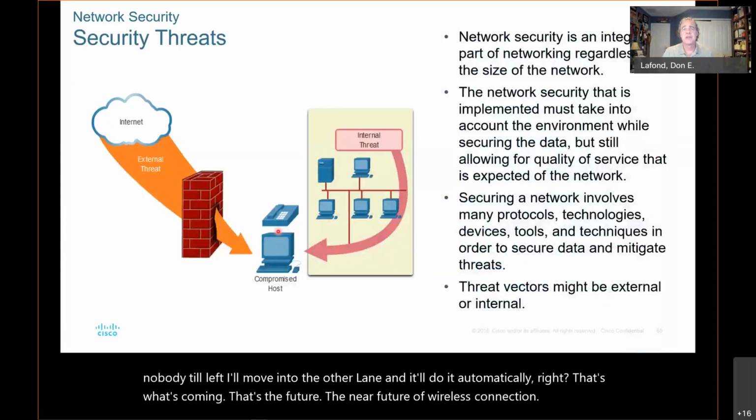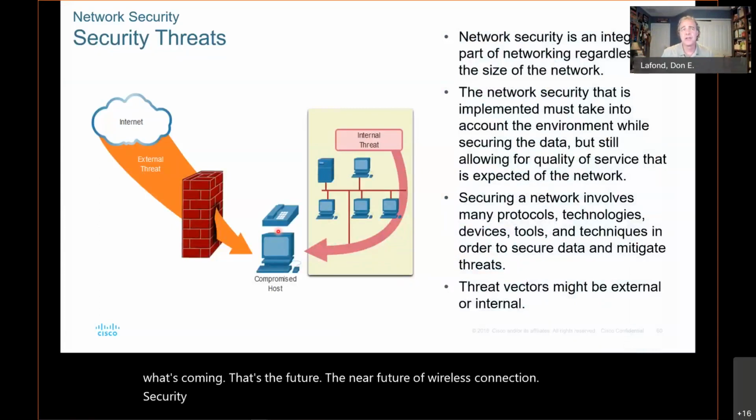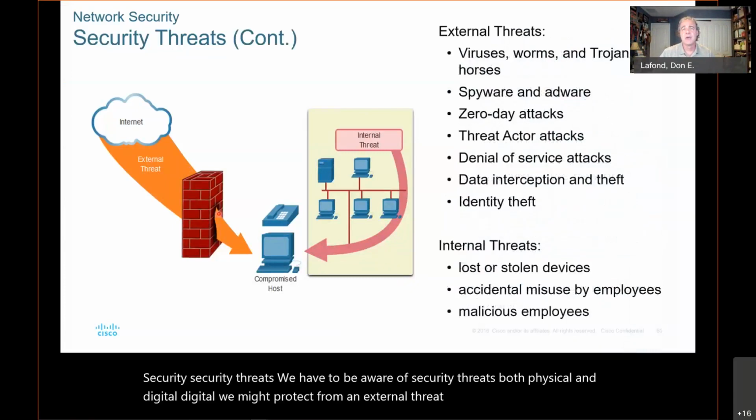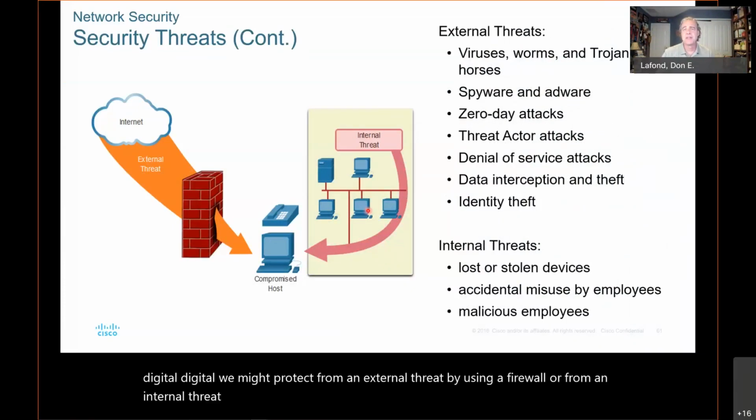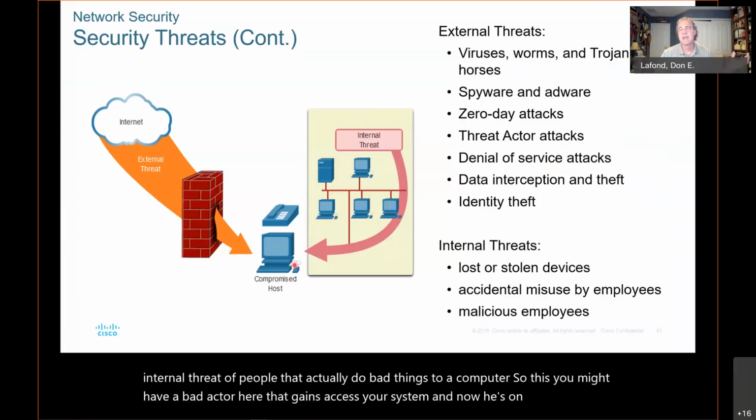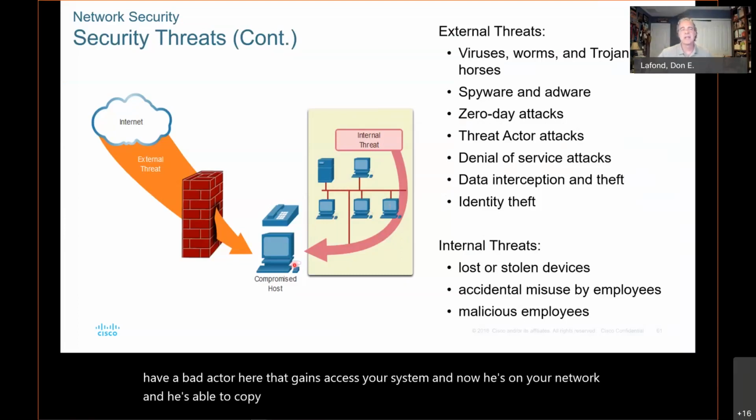Security threats. We have to be aware of security threats, both physical and digital. We might protect from an external threat by using a firewall, or from an internal threat, people that actually do bad things to a computer. You might have a bad actor that gains access to your system, and now he's on your network and able to copy all of your personal information. I don't need to explain the security threats to you. You'll take a security class and learn all about them.